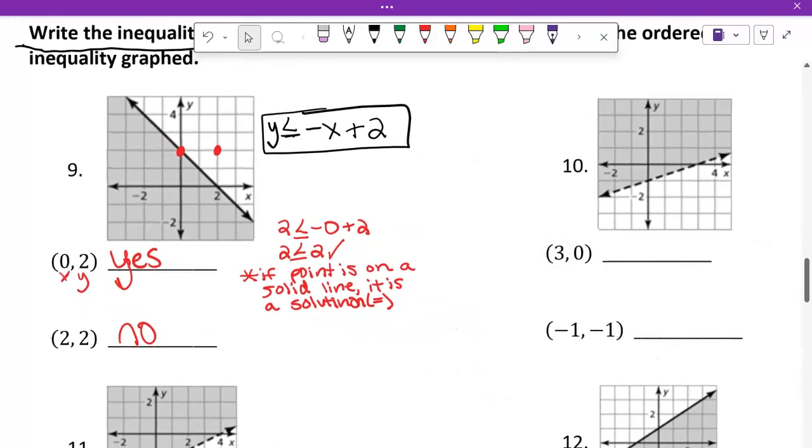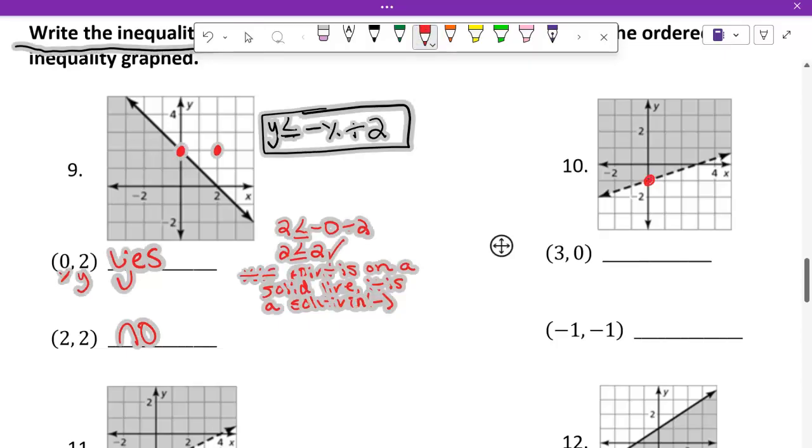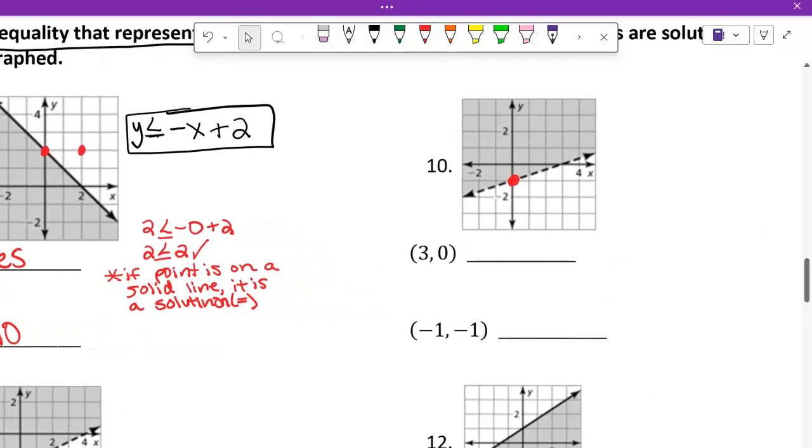For number 10, I'm going to go ahead and start writing my inequality. So here my y-intercept is negative 1. My shading is above the line and it's dashed. And here I go up 1, over 1, 2, 3. Down 1, over 3. Yep, that looks good. So 1/3 x.